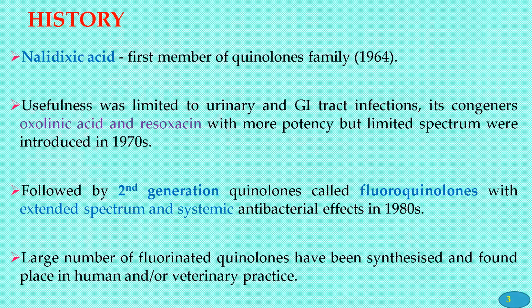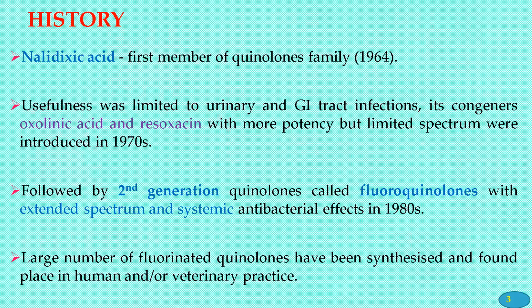So, coming to the first agent, that is nalidixic acid. It is the first member of the quinolones, in 1964. It was invented, and its usefulness was limited to urinary and GI tract infections, because when it was introduced in 1964, it was the drug of choice for urinary tract infections. Its congeners like oxolinic acid and rosoxacin, with more potency but limited spectrum, were introduced in the 1970s.